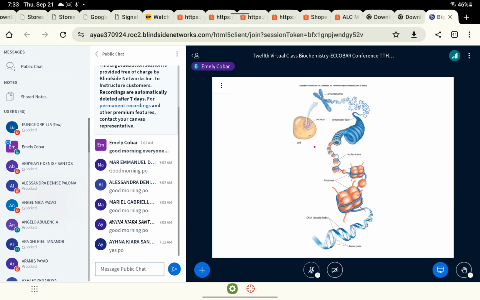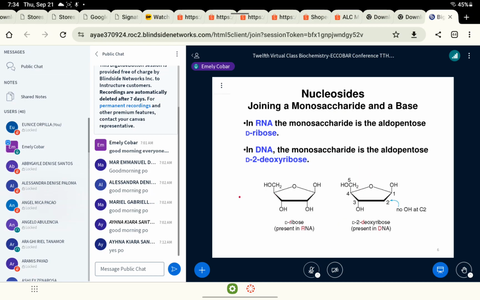And the chain of nucleosomes winds into a supercoiled fiber called chromatin, which composes each of the 23 pairs of chromosomes in the human cell. So that's how we see the DNA molecule. Now, let us look at how the components of this nucleotide are joined.